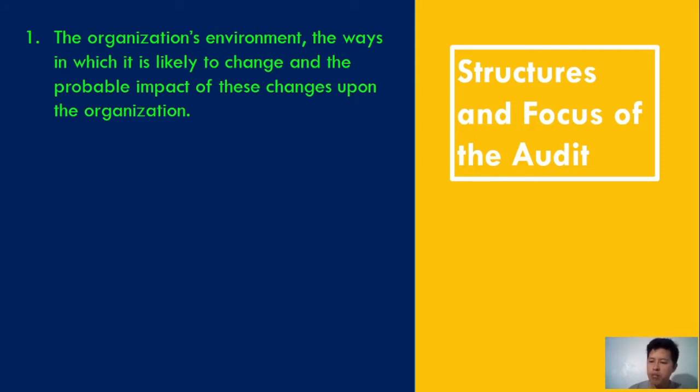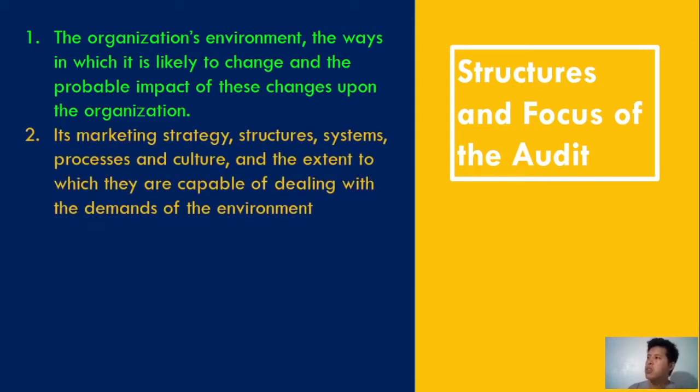When you're making strategic decisions, it almost always changes the structure of the organization and the environment of the organization itself, because you have to change something. That's the purpose of strategies. You have to change for the better. And so the focus of the audit is the organization's environment. And the next focus is its marketing strategy, the structure, systems, processes, and culture, and the extent to which they are capable of dealing with the demands of the environment.